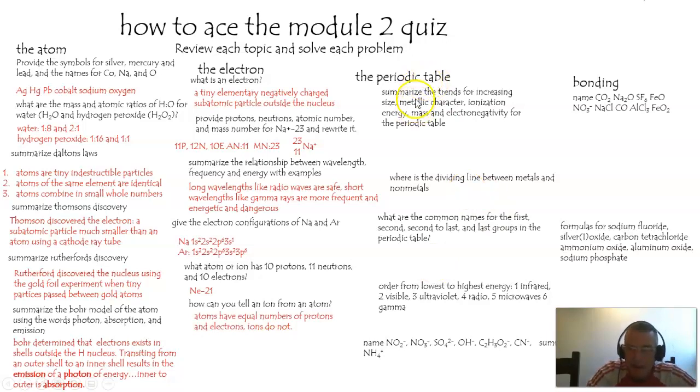Time for the periodic table. Summarize the trends for increasing size, metallic character, ionization energy, mass, and electronegativity for the periodic table. I like to use diagonal lines since they typically point towards a corner. If I take a diagonal line pointing down to the bottom left, that means something is increasing as it goes down or to the left. If I point it to the top right, it increases as you go up a group or across a period.